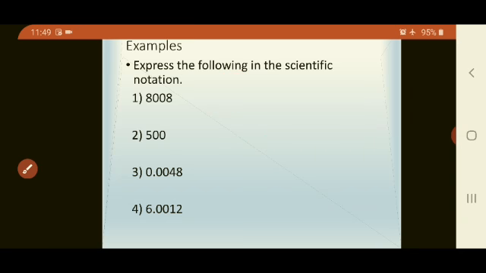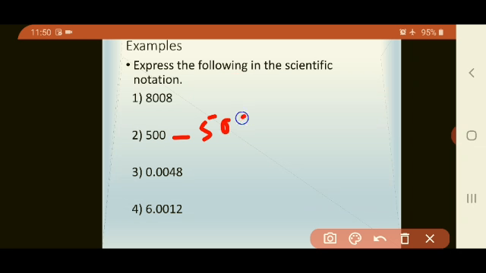Now the next number is 500. How to write 500? 500 means where is the decimal point? Obviously after the last 0. Now we have to convert this into scientific notation. So what can we write? Again we can shift this decimal point after the first non-zero digit, that is after 5.